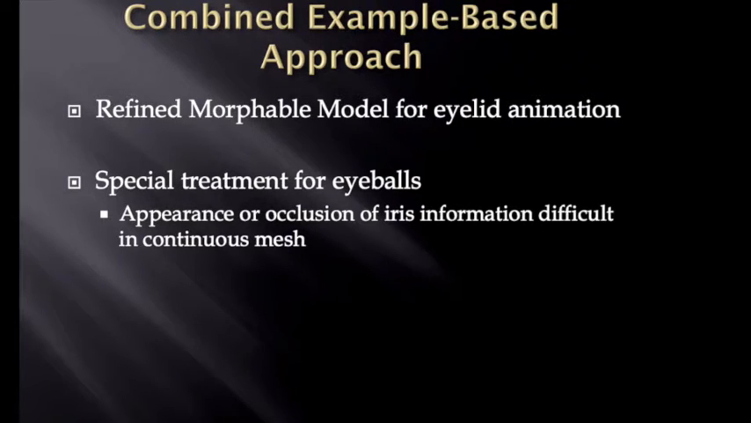So that's the first point, to refine the morphing model for the eyelid animation. And the second point is to have special treatments for the eyeballs themselves. Because as we were mentioning, in order to avoid these problems with separate eyeballs, we want to have the eyes and the eyeballs being represented in the continuous face mesh. And in particular, the occlusion of the iris, or appearing of the iris information, is of course difficult to handle in a continuous mesh.